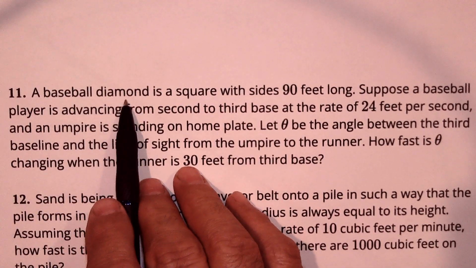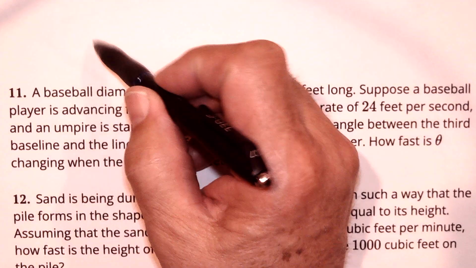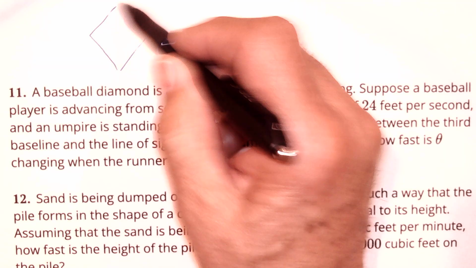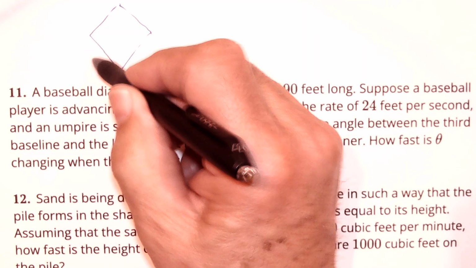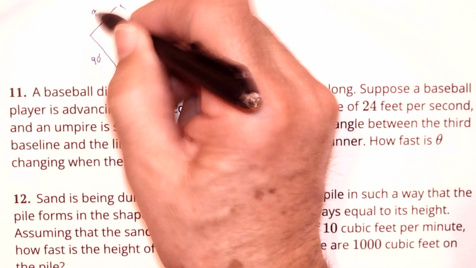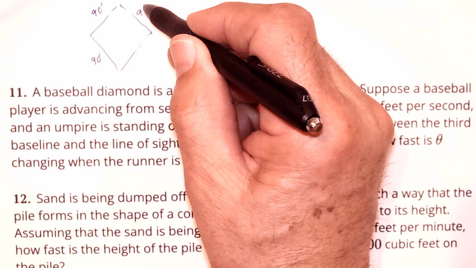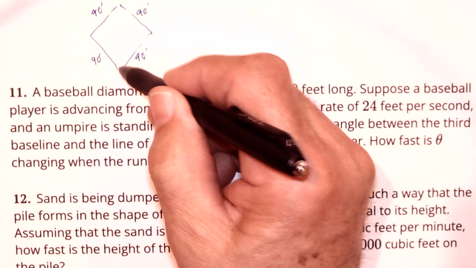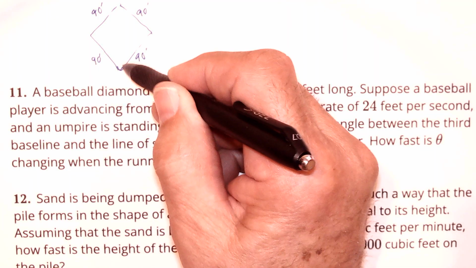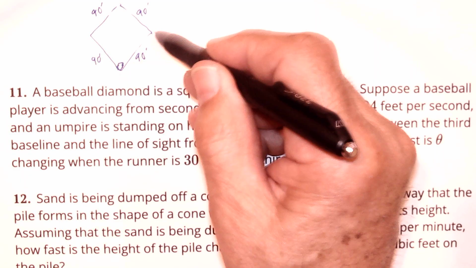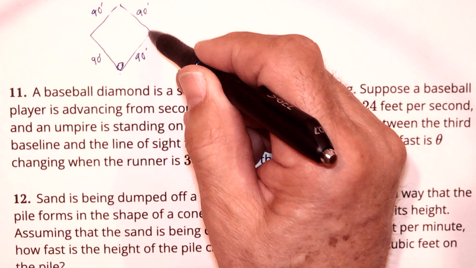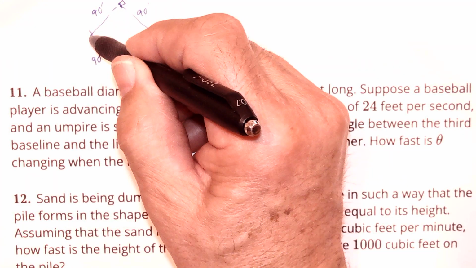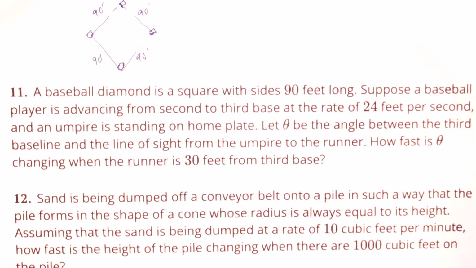A baseball diamond is not a diamond, it's a square, 90 feet on all sides. 90 feet from home base to first base, 90 feet to second base, 90 feet to third base, and 90 feet to home.